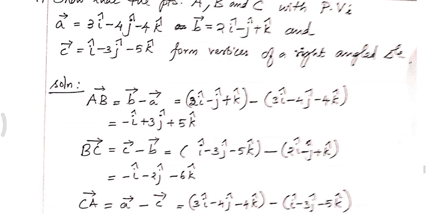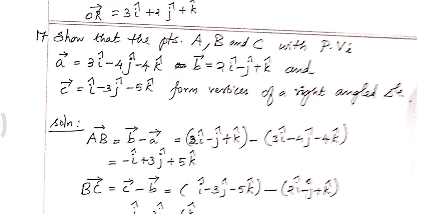Then the 17th one: show that the points A, B, C with position vectors A vector, B vector, C vector form the vertices of a right angle triangle. Okay, now we need to find the vectors, as these are all position vectors. AB vector equals B vector minus A vector. We can also write it as OB vector minus OA vector. This is the same formula as for your direction ratios too.